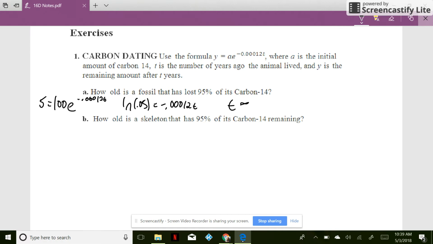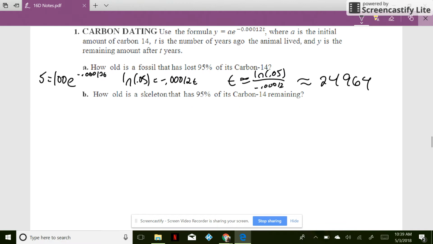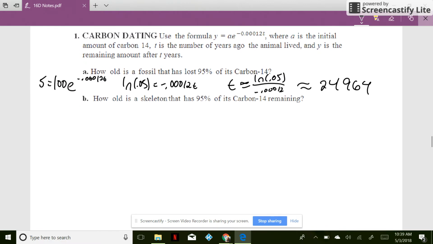So your time ends up being the natural log of your percent left, 0.05, divided by your coefficient, negative 0.00012, which is about 24,964 years old. So how old is a skeleton that has 95% remaining?